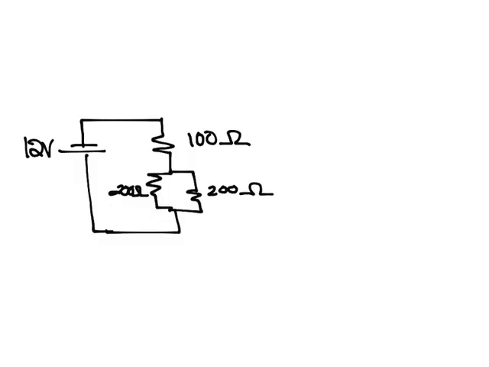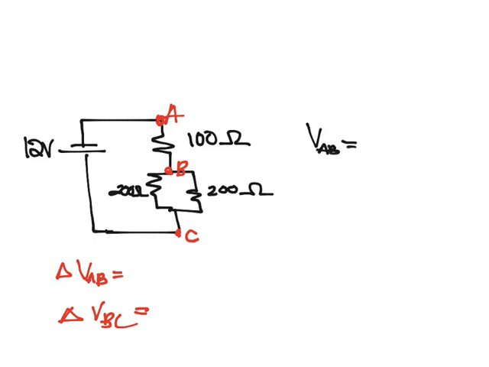So the question is, what if you wanted to know the voltage between these 3 points in your circuit? Say you wanted to know the change in voltage from A to B, or the change in voltage from B to C. In both of these cases we can use our voltage divider method. So the voltage from A to B is going to be equal to the total voltage times the resistance that's in between A and B divided by the total REQ for the circuit.